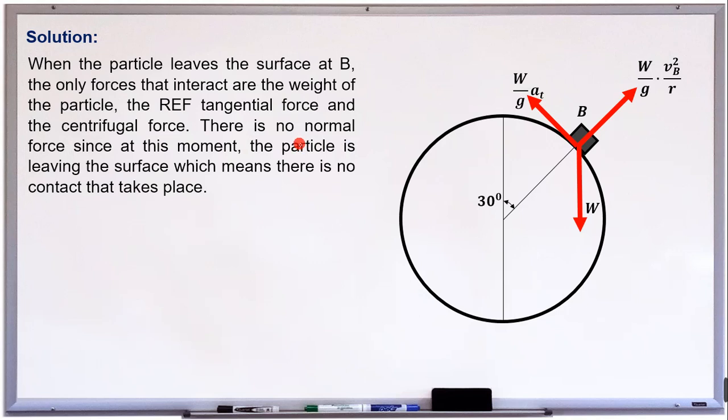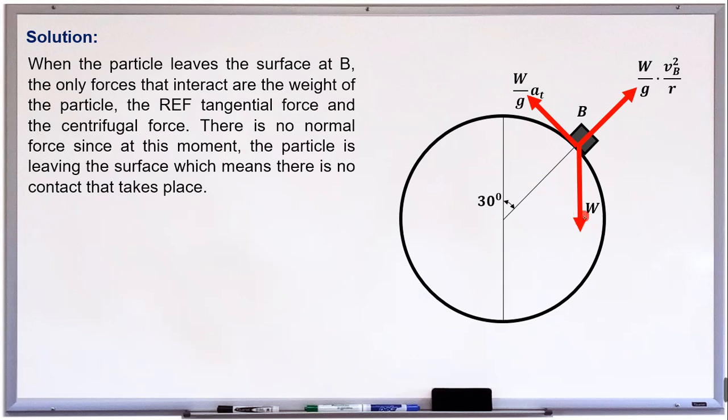And as you can see, there is no normal force since at this moment the particle is leaving the surface, which means that there is no contact that takes place. So from the problem statement, it is said that at this point, our particle is leaving the surface. So we don't have a normal reaction from our cylinder towards our particle. So these are the only forces that exist at this point.